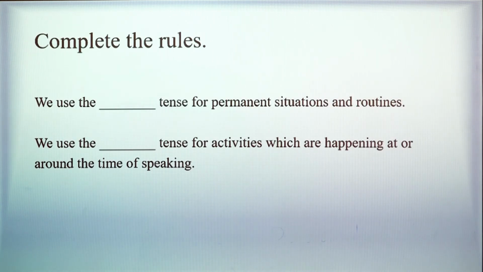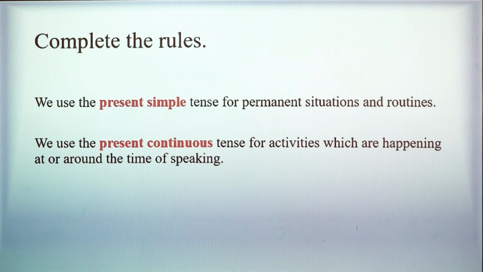Now, I need to know if you reflected something on these tenses. What do you think? Do we use the present simple or the present continuous tense for permanent situations and routines? Do we use the present simple or the present continuous tense for activities which are happening at or around the time of speaking? I think you found out, and the correct answers would be like it follows.